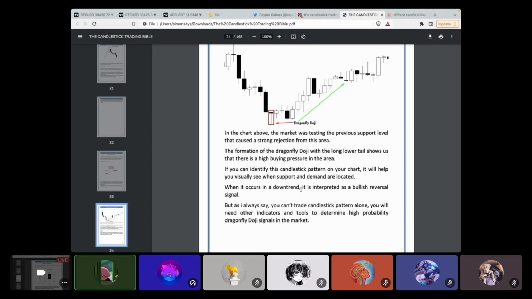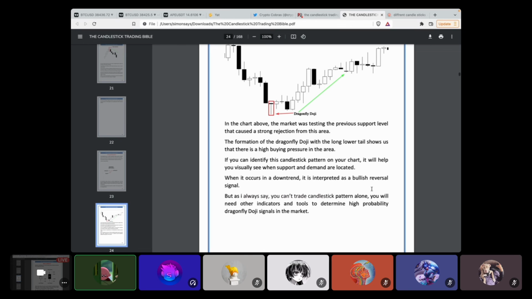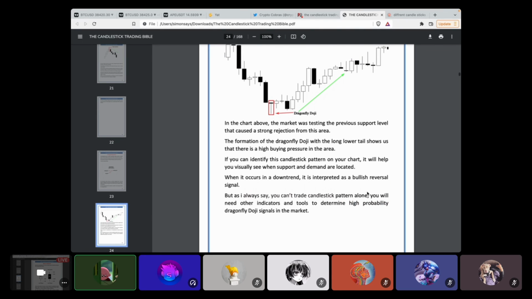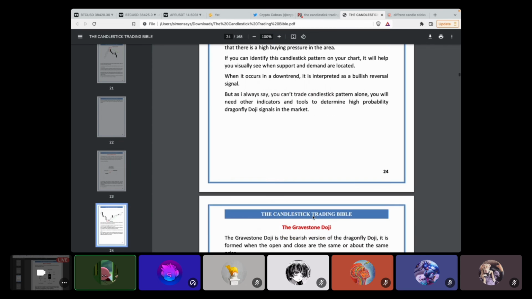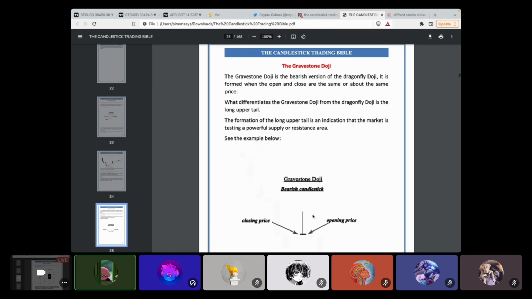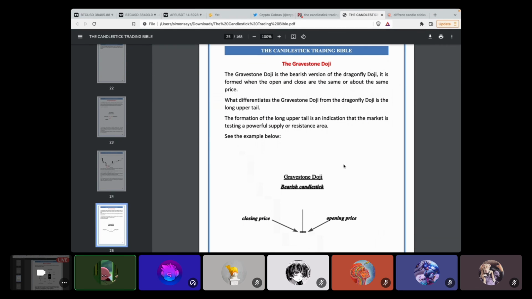So when it occurs in a downtrend, it's interpreted as a bullish reversal signal. You cannot trade a pattern alone. You need to use other indicators and tools to determine high probability. This is key. We're going for high probability. So this is just showing us the trend, it's just showing us one thing. Knowing our market structure, and really seeking more knowledge is gonna really put us over the hump.